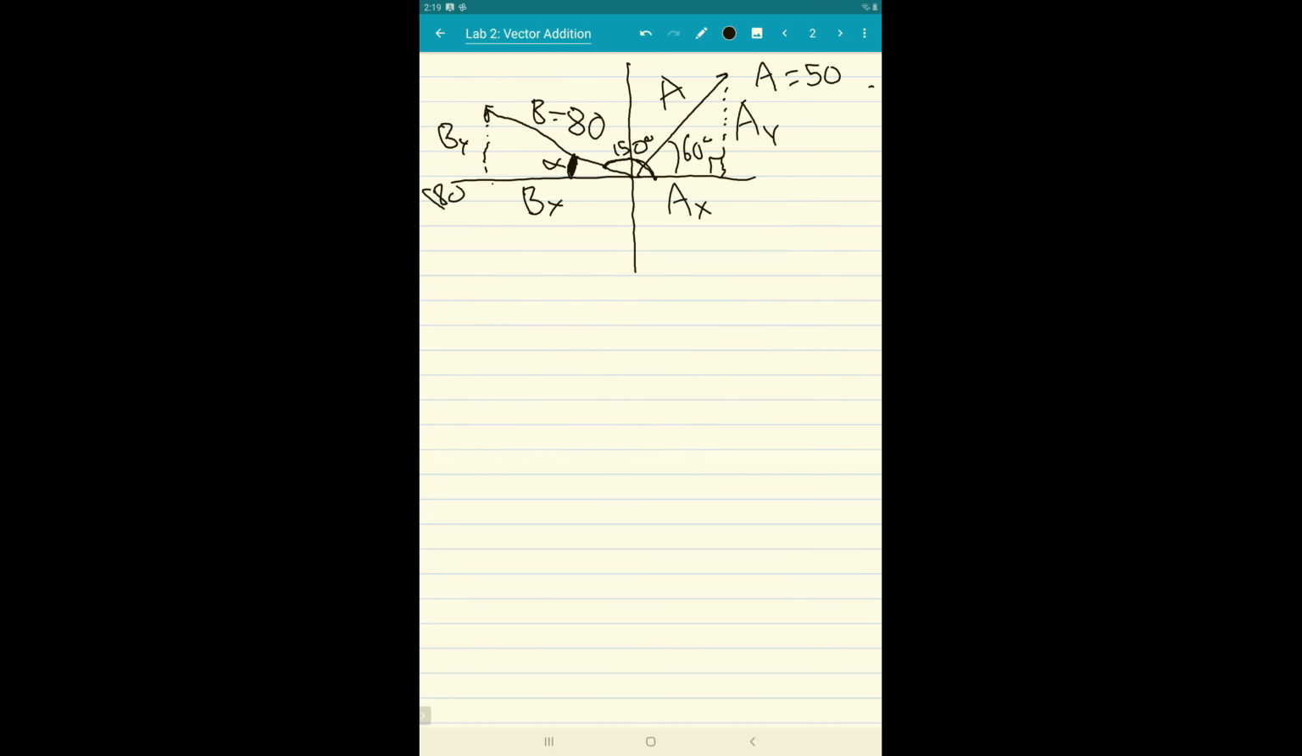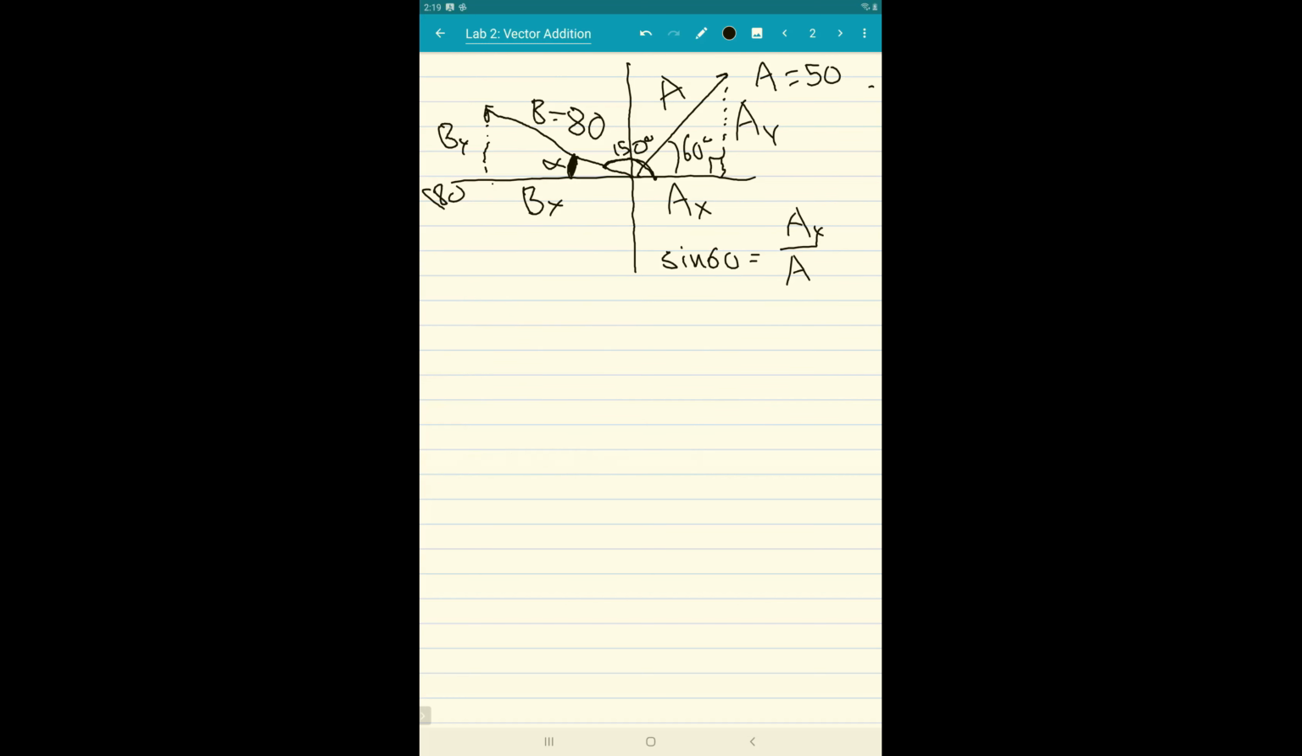Now going back to here, I'm going to go ahead and apply that. So what I've been given is two vectors: a vector with 80 newtons at 150 degrees and 50 newtons at 60 degrees. I'm going to break each of these down now. I'm going to start with the A vector. I'm going to pick the sine function because sine of 60 in this triangle we have for A, because I drew that little line down so we have a right triangle, is going to be the opposite side, which is A sub Y, divided by the hypotenuse, which is A.